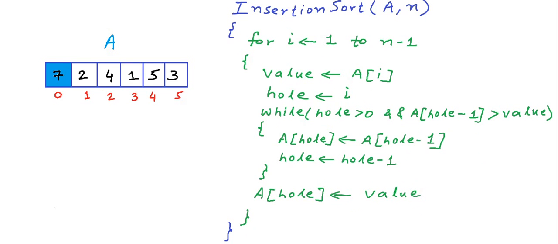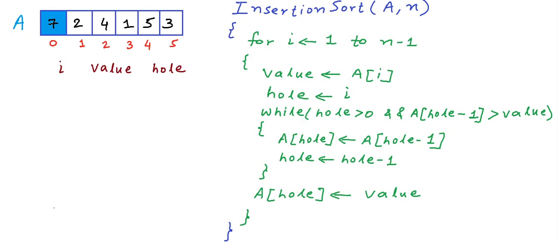I'll quickly walk you through this particular code and show a simulation with this particular example. So we are running this code with this particular array. We will start with i equal to 1. So value will be 2 and hole will be index 1. And now we come to the while loop. Hole is not 0, so we can be sure that there is an element before it, and we can access the element at index hole minus 1. Hole minus 1 is 0, and the element there is 7, which is greater than the value 2.